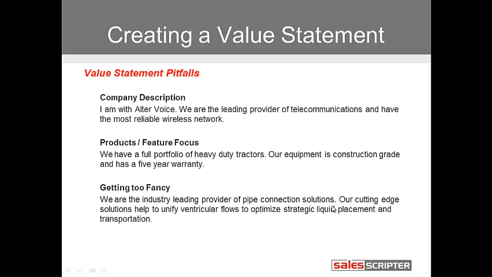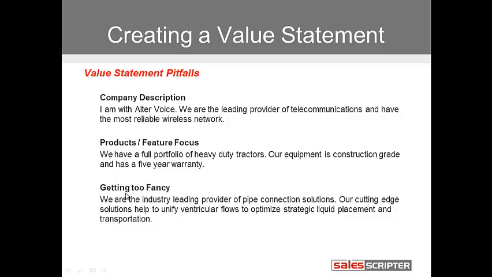Some things you want to be careful of: not being too company focused when you're trying to create a value statement. I'm with AlterVoice. We're the leading provider of telecommunications and the most reliable wireless network. Not really any value there. Then product focus. We already looked at a product one, but here's another one.